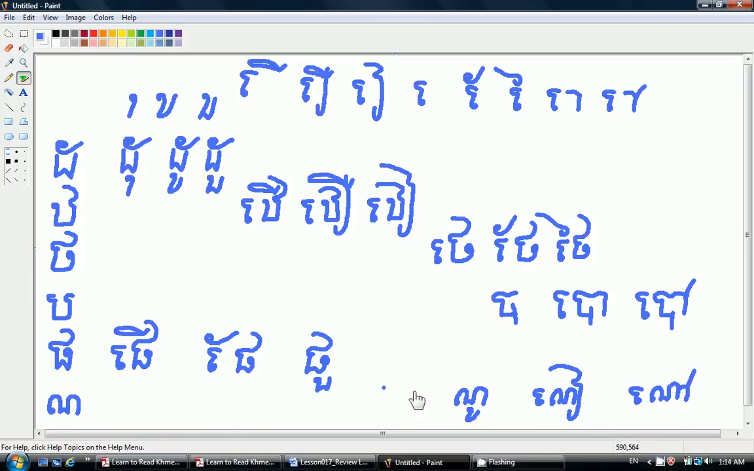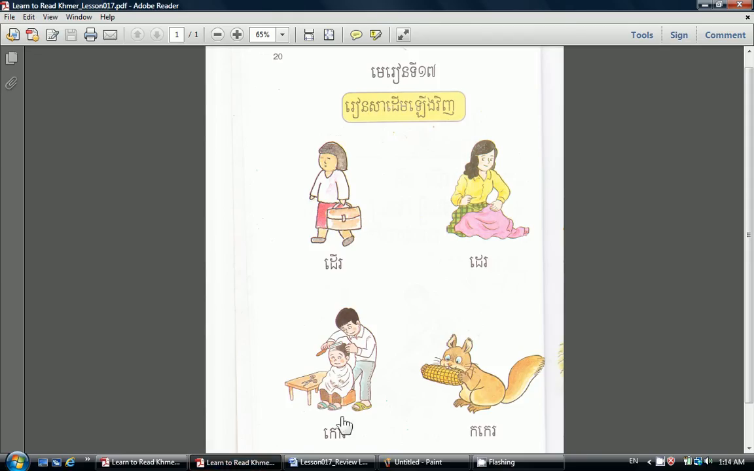Now let's go back to the main page. Okay. So lesson 17 in Khmer we say មេរៀនទី17. It's on page 20. In Khmer we say ទំព័រទី20. In this lesson we are reviewing what we have learned from lesson 10 to lesson 16. So reviewing lesson we say in Khmer រៀនសារដើមឡើងវិញ.